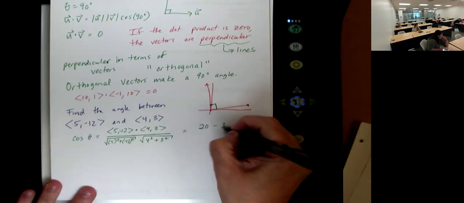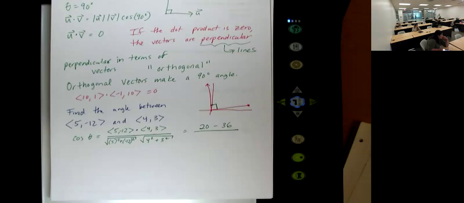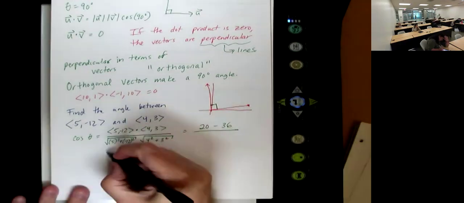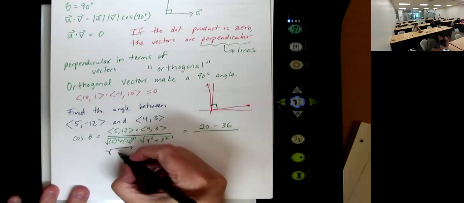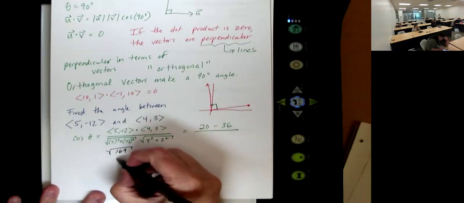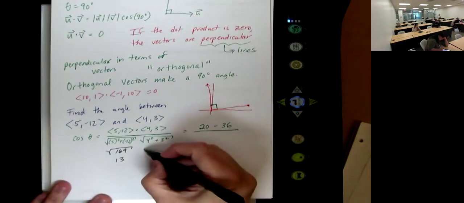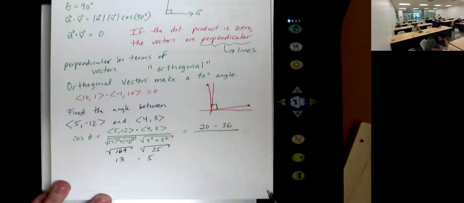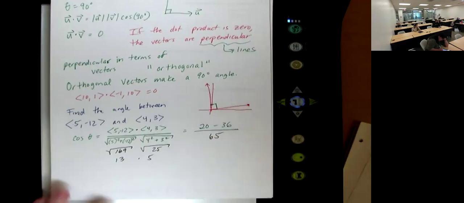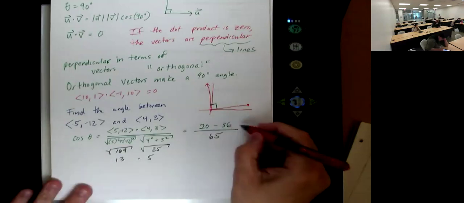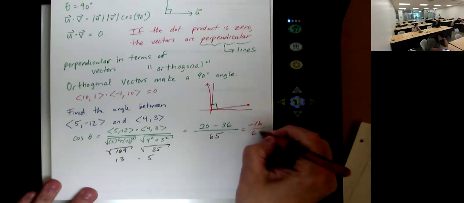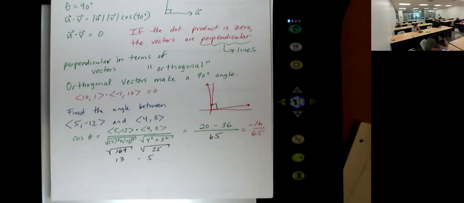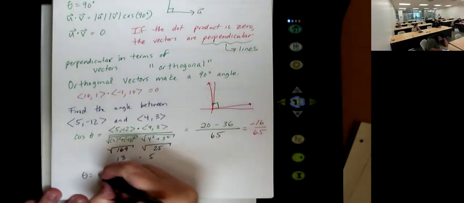20 minus 36 on top, which will clean up. This one here is the square root of 25 and 144, which is 169, that is 13. And this is 16 plus 9 is 25. Square root of 25 is 5. 13 times 5 is 65. This is negative 16 over 65. So theta will be cosine inverse of that.